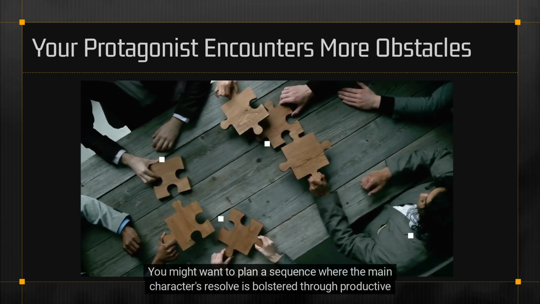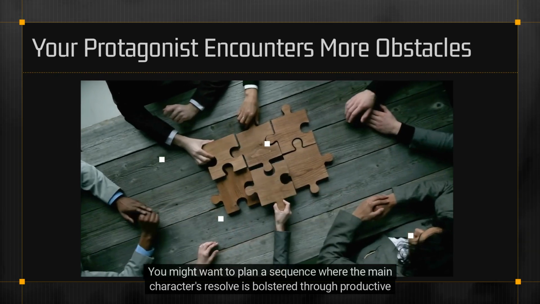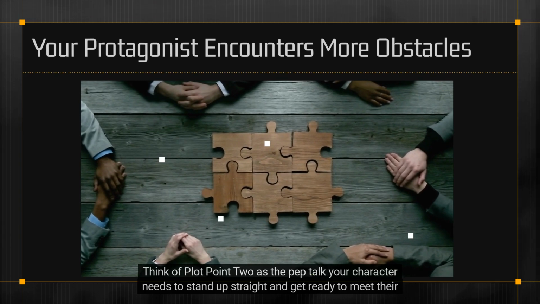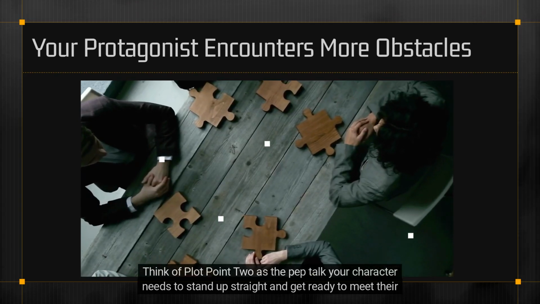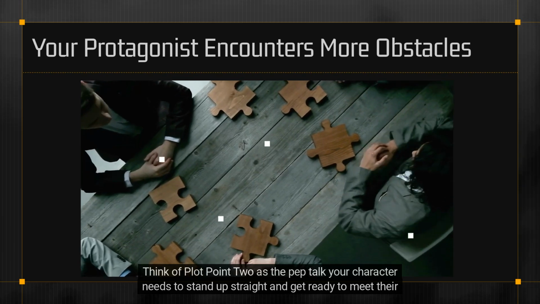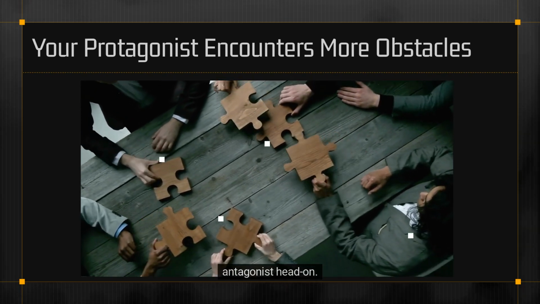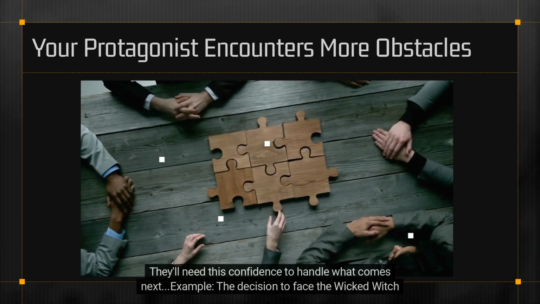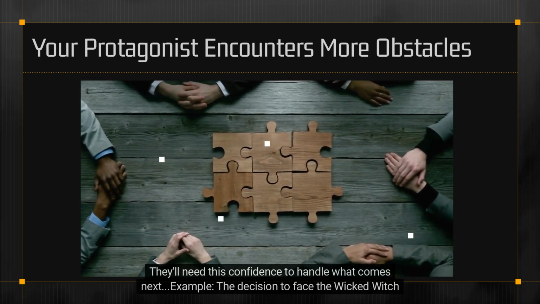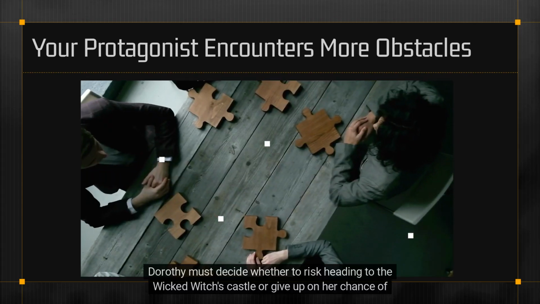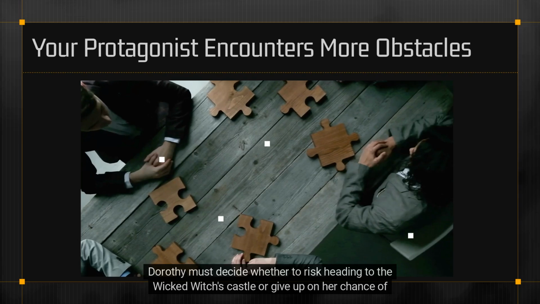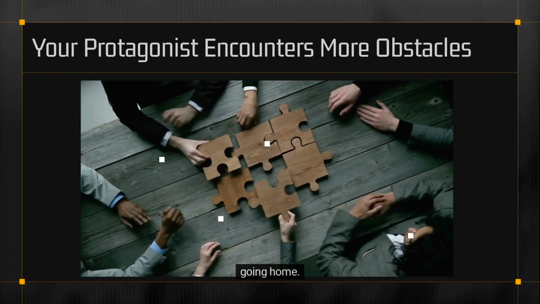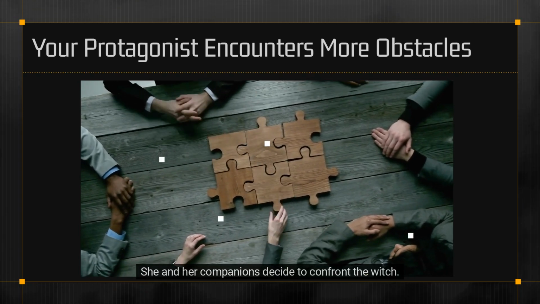You might want to plan a sequence where the main character's resolve is bolstered through productive progress on their journey's goal. Think of plot point 2 as the pep talk your character needs to stand up straight and get ready to meet their antagonist head-on. They'll need this confidence to handle what comes next. Example, the decision to face the Wicked Witch. Dorothy must decide whether to risk heading to the Wicked Witch's castle or give up on her chance of going home. She and her companions decide to confront the witch.